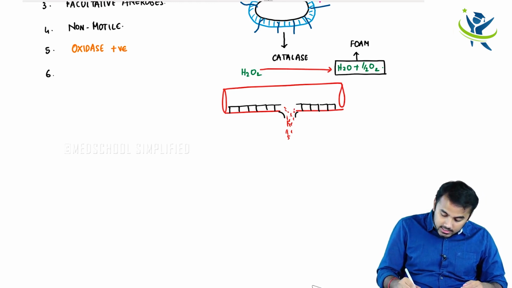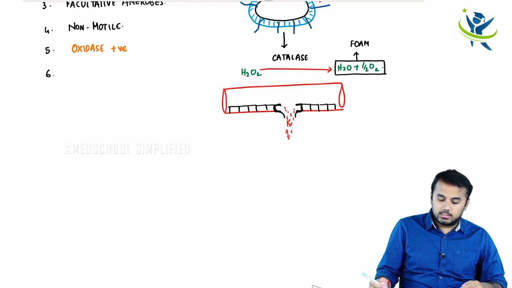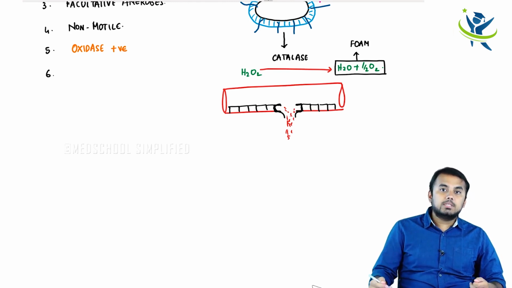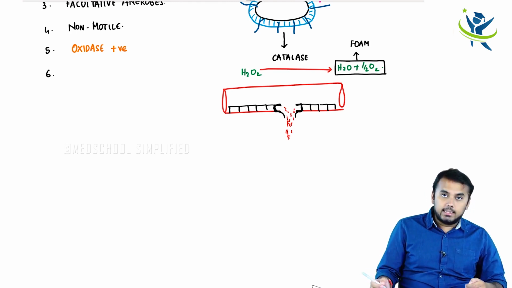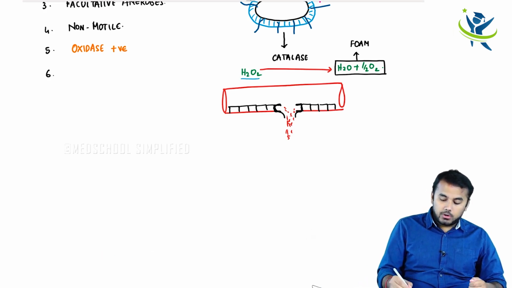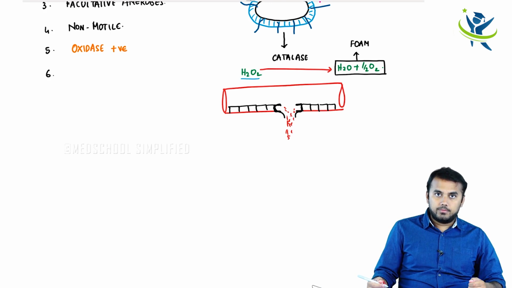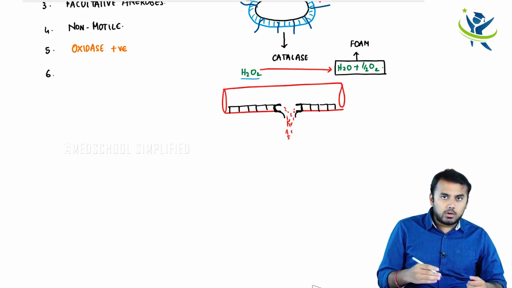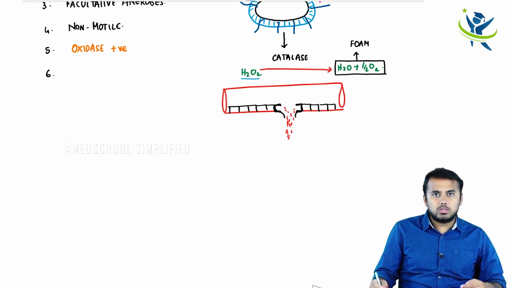For example, see, this is the cut endothelial cell, right? This is the cut endothelial cell. From this, an enzyme is released that is called catalase. And what does catalase do? Catalase will convert hydrogen peroxide to water and oxygen, right? So you will find water in the blood vessel, at the same time you will find oxygen molecules in the blood vessel.